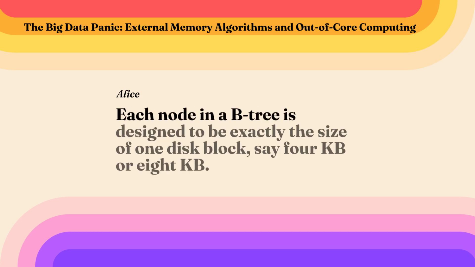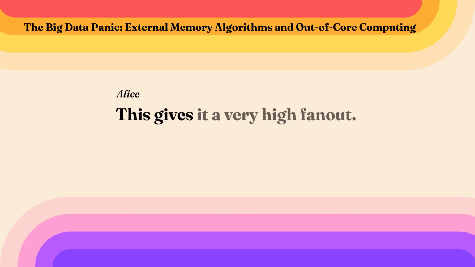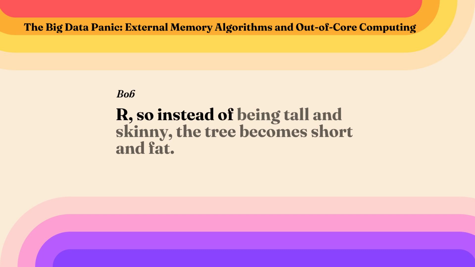Each node in a B tree is designed to be exactly the size of one disk block, say 4 KB or 8 KB. Instead of having just two children like a binary tree node, a B tree node can hold potentially thousands of keys and pointers to child nodes. This gives it a very high fan-out. So instead of being tall and skinny, the tree becomes short and fat.